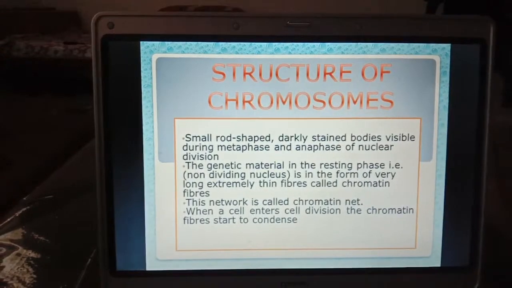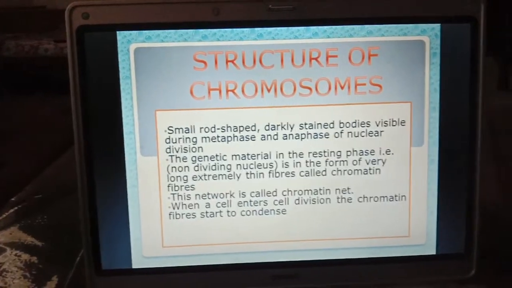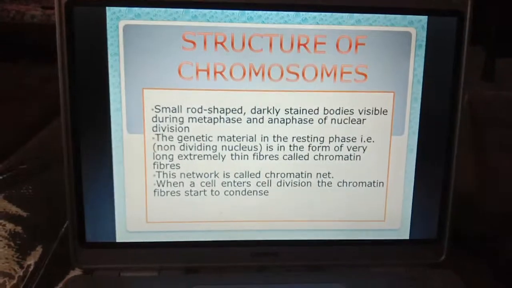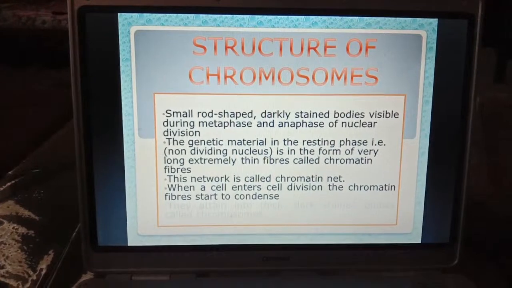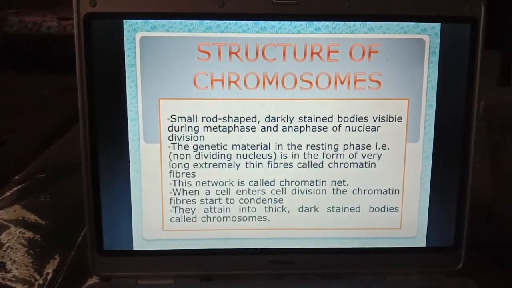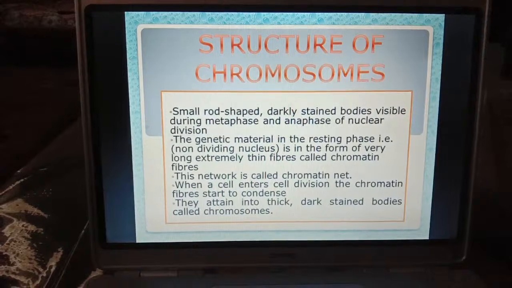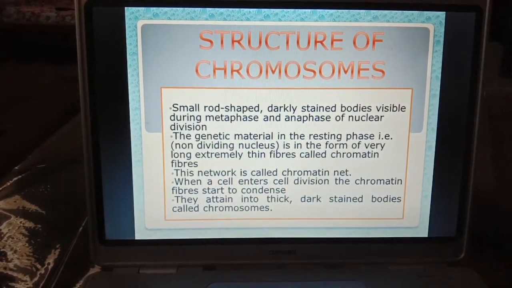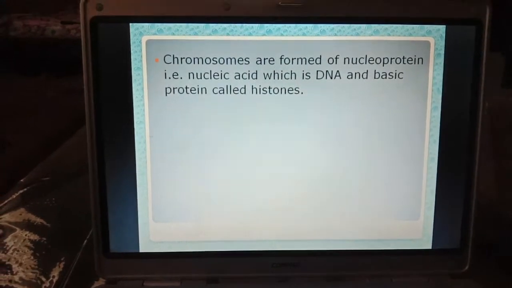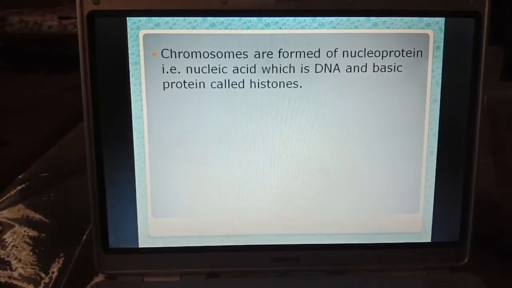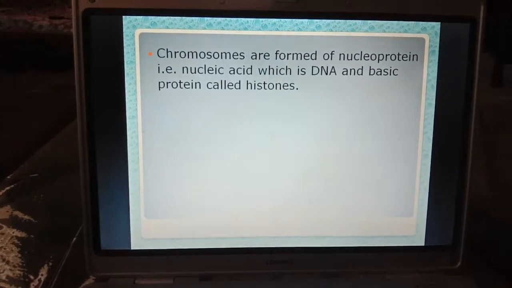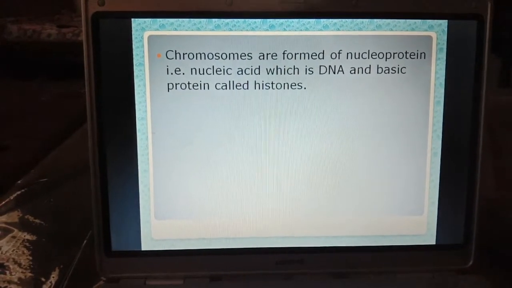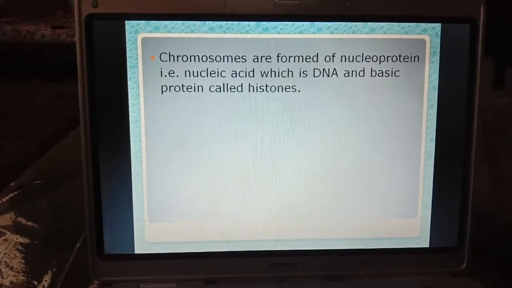When a cell enters cell division, the chromatin fibers start to condense. They become thick, dark stained bodies called chromosomes. Chromosomes are formed of nucleoproteins. What are nucleoproteins? That is nucleic acid, which is DNA, and basic protein called histones.